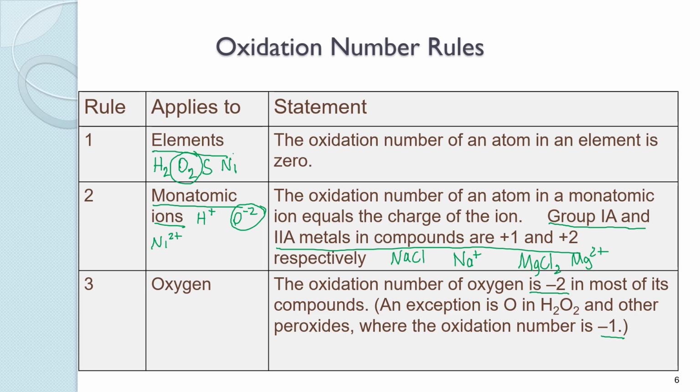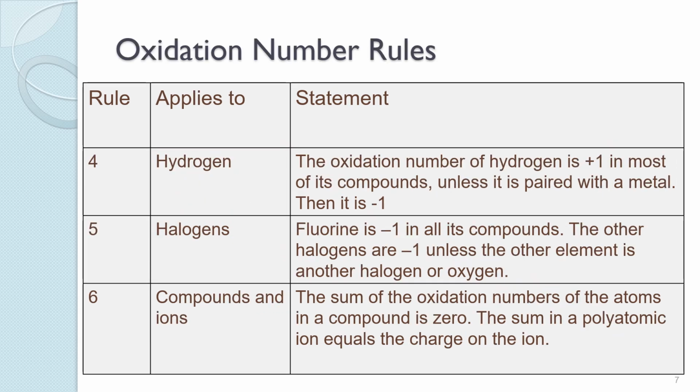When hydrogen is in a compound, it can only have two possibilities: it could be either +1 or -1. Most of the time hydrogen is +1, again, in a compound. If it's elemental hydrogen, remember that that's equal to 0. But in a compound, most of the time it's +1, unless it's paired with a metal, and then it's -1.